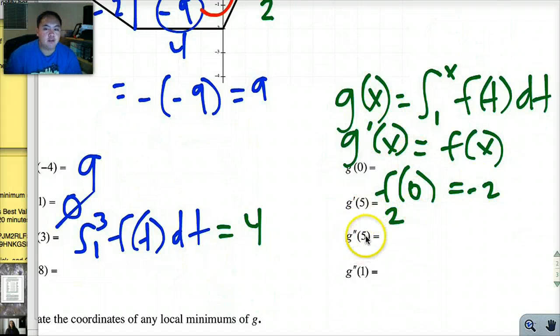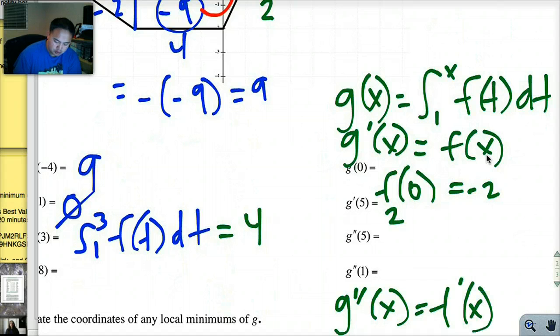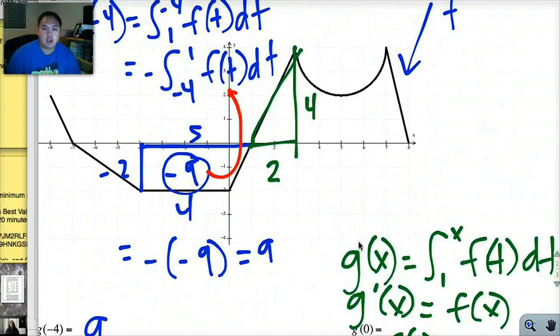G double prime of 5. So if g prime of x is f of x, that tells me, I'll move down here, g double prime of x must mean f prime of x. So that tells me that g double prime is the same thing as the derivative of f, or basically the slope. So if I want g double prime of 5, I look back at my graph.